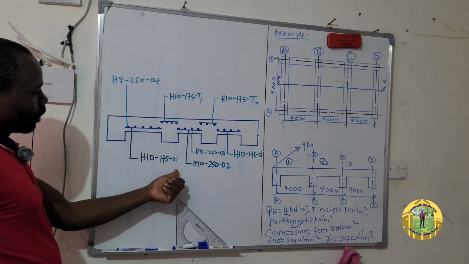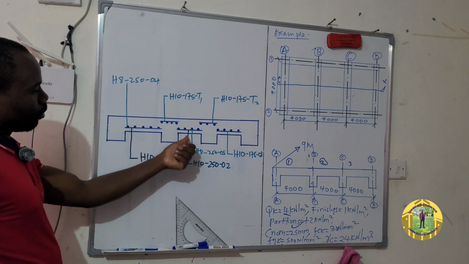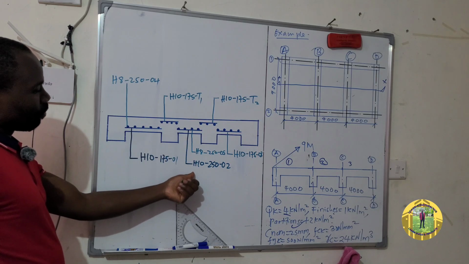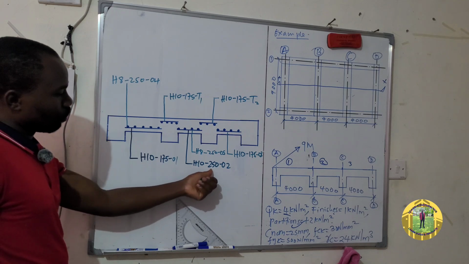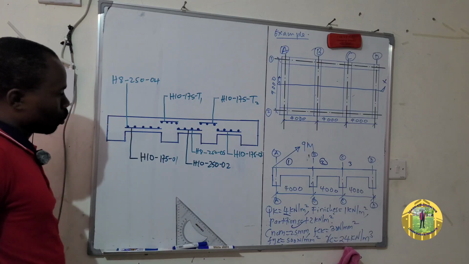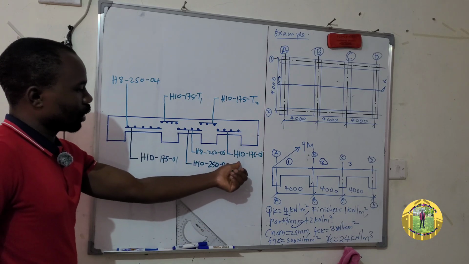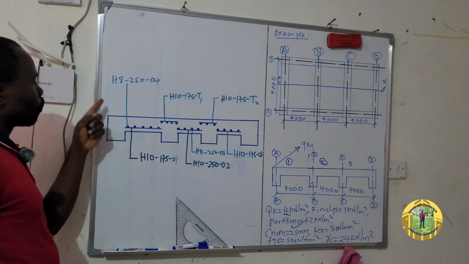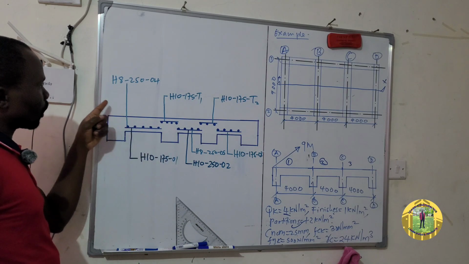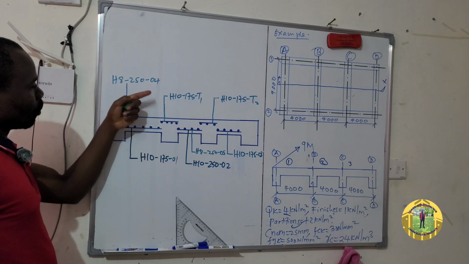And then we come to this one. This is for the mid span. For the mid span, remember this was what we designed for mid span. So this is H10 at 250. You call it 02. And then you come to end span again, H10 at 175, 03. And then you come to distribution bars. This is it. So H8 at 250, 04.